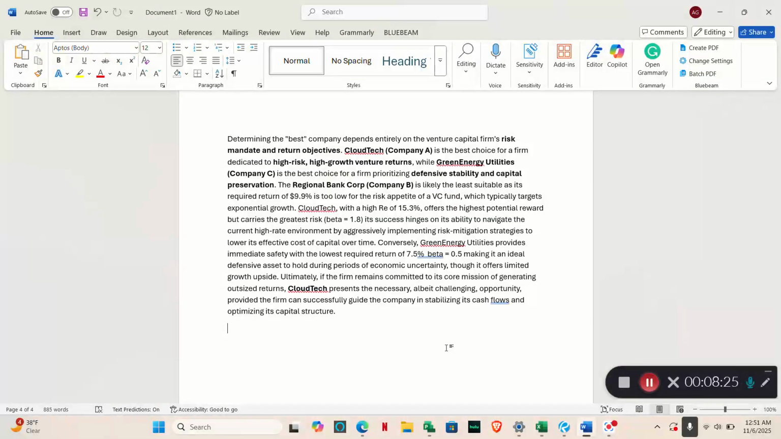Conversely, Green Energy Utilities provides immediate safety with the lowest required return of 7.5%, which is about 0.5 beta, making it an ideal defensive asset to hold during periods of economic uncertainty, though it offers limited growth upside. Ultimately, if the firm remains committed to its core mission of generating outsized returns, CloudTech presents the necessary, albeit challenging, opportunity, provided the firm can successfully guide the company in stabilizing its cash flows and optimizing its capital structure.